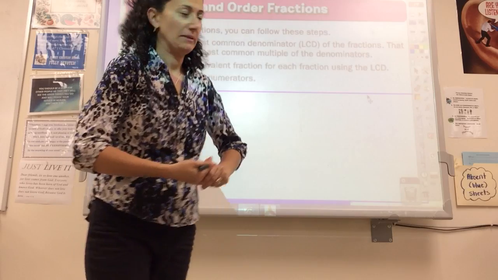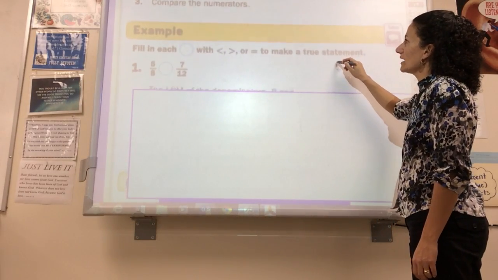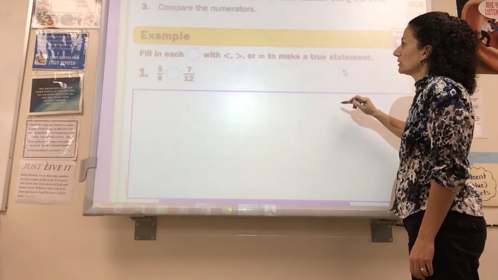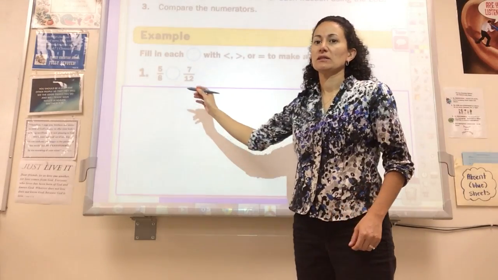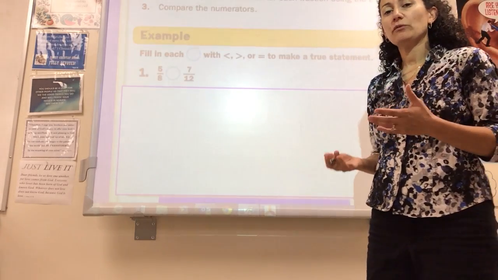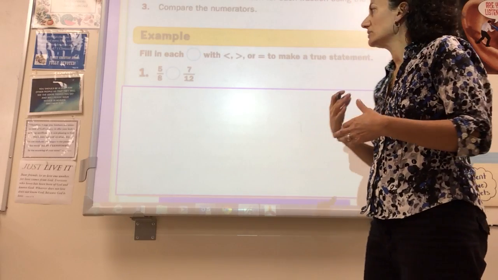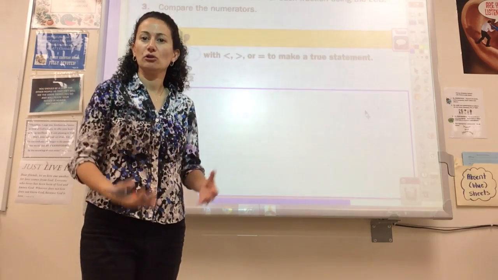Let me show you what I mean. Take a look at this example here. If we want to compare 5/8 and 7/12, the first thing we should do is see if we can answer the question, see if we can compare them using what we already know about what fractions mean, what fractions look like.